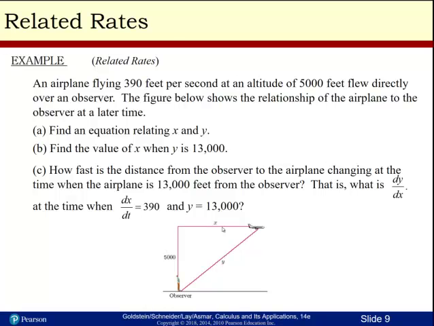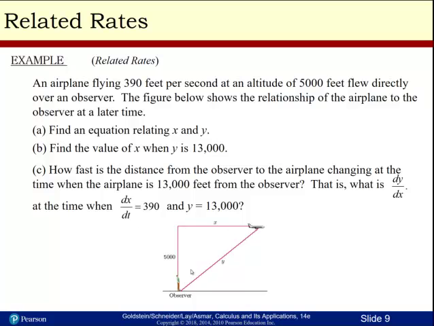So how fast is basically this, let's see, the distance from airplane to the observer, that would be the y directly. The x value would be just from above, but we want to know the actual distance, that dy over dt. How fast is that changing at a time when the airplane is 13,000 feet from the observer? That is, what is dy over dt at a time when the horizontal distance is changing at a rate of 390 and it's increasing. My y is holding steady at 13,000, and we're going to see how we plug all of this stuff in.